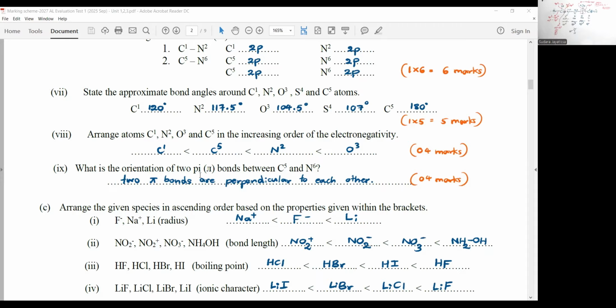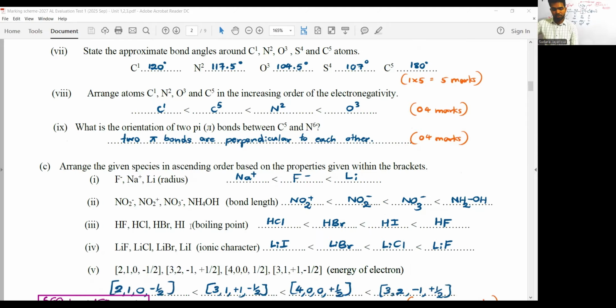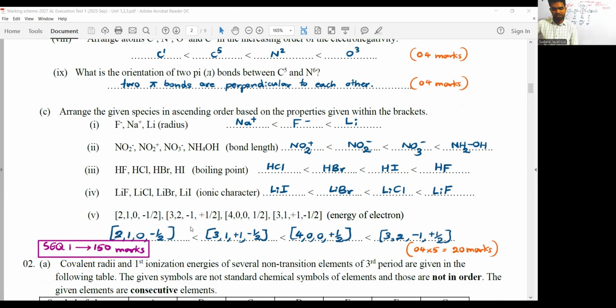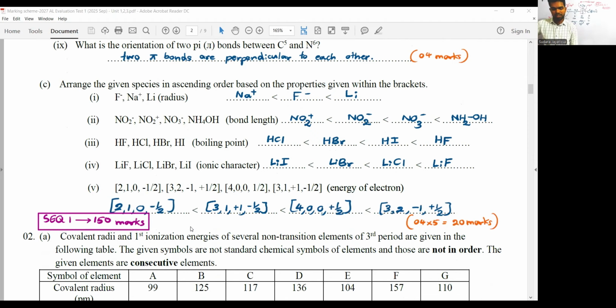And again, they are asking about the pi bond orientation. If there are 2 pi bonds, then they are perpendicular to each other. Okay, perpendicular. Only very few of you wrote that point, because earlier we discussed these things in our paper classes. Most of you are not going through that. So study properly. Use the paper discussions we did earlier. There is a lot to learn.